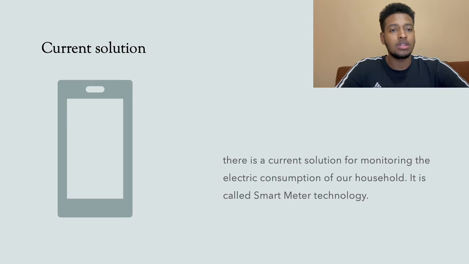The current solution. There is a current solution for monitoring the electric consumption of our household. It's called smart meter technology. This technology has an application that we can use to monitor our power consumption and electric bill on our smartphone. Unfortunately, there are a few weaknesses and problems with the current solution. For instance, it cannot reduce the power consumption itself, which is one of the main problems that most users face.